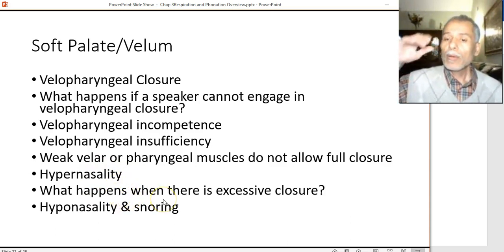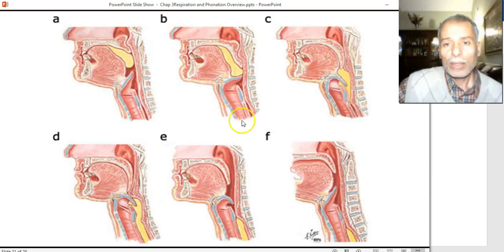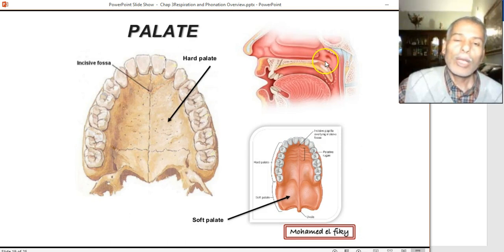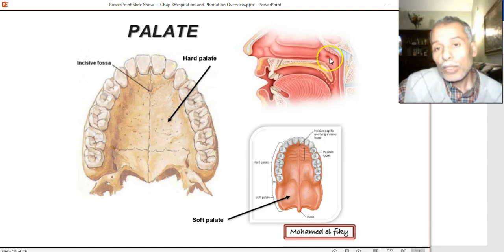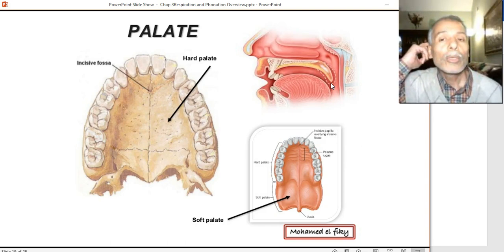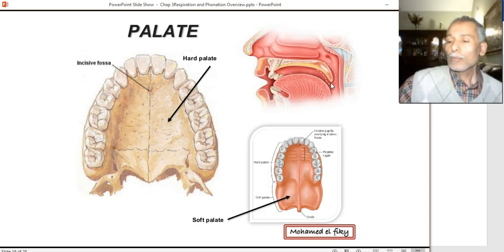Then if the adenoid pad here is enlarged, and it extends sometimes as big as a little golf ball, that is going to narrow down the velopharyngeal port. See that area here? It will affect the eustachian tube, ventilation, and so on.